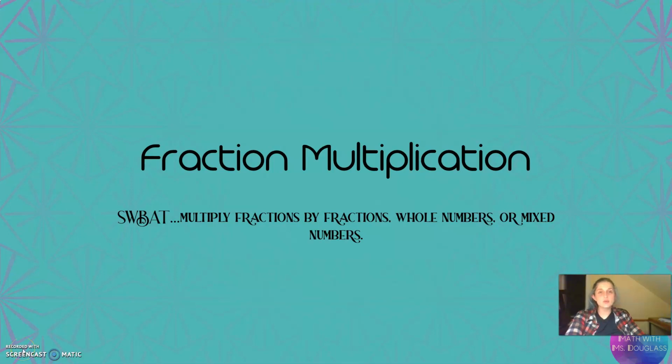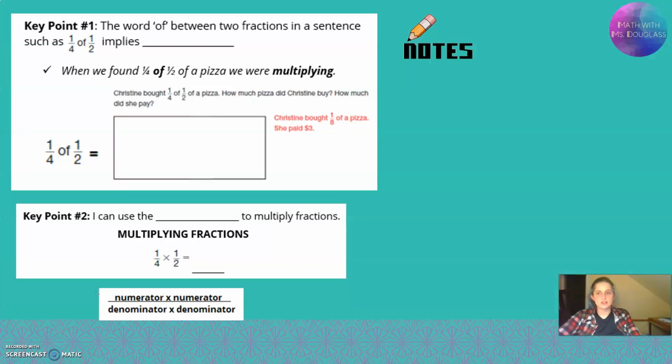Mathematicians! How do we multiply fractions? Let's find out. First of all, a key word that you want to be on the lookout for, especially in word problems, is the word "of" between two fractions in a sentence, like find 1/4 of 1/2. This word "of" implies multiplication. We're not actually saying times, but when we find 1/4 of 1/2, we can model this in picture form.